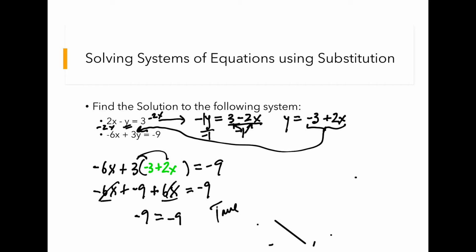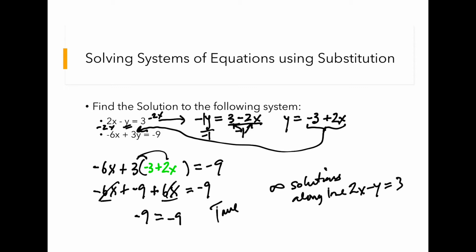That means graphically that these are two lines on top of each other, essentially. They're both the same equation. And so we have infinite solutions for this set. They're both along the line 2x minus y equal to 3. I just named one of those two equations there. If you'll notice, I'm going to write this up here, 2x minus y equal to 3. Sometimes you can spot these before you go through this whole process. Save yourself a little bit of time.